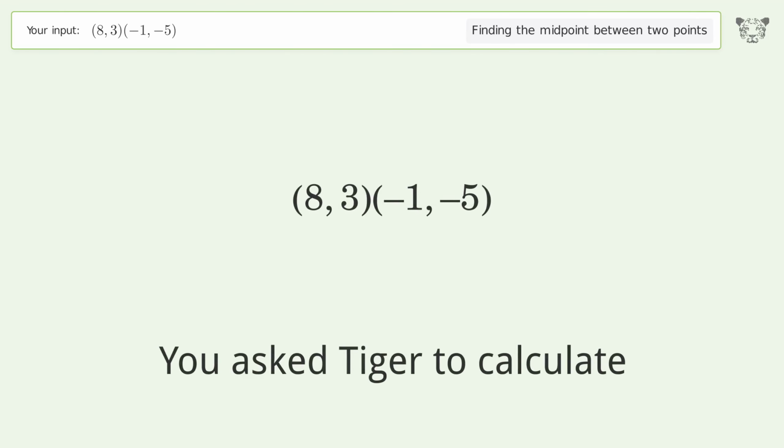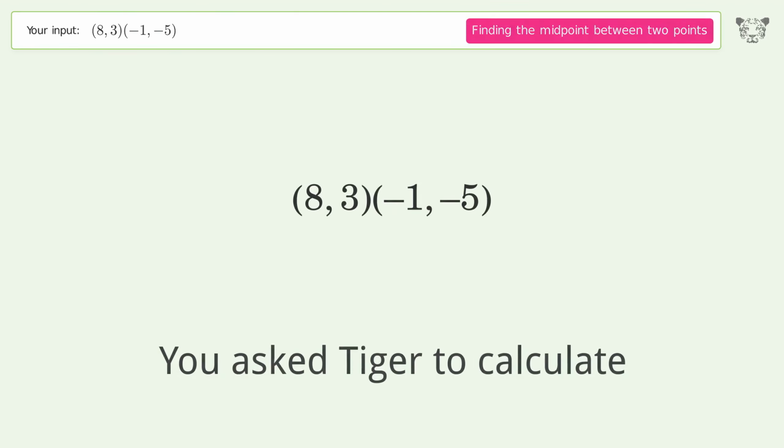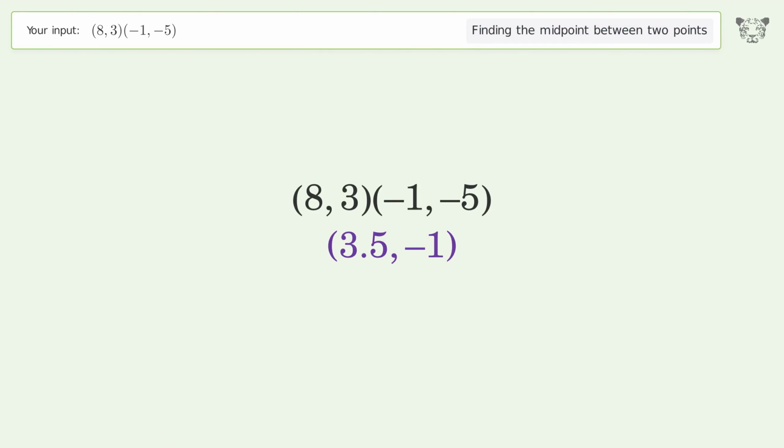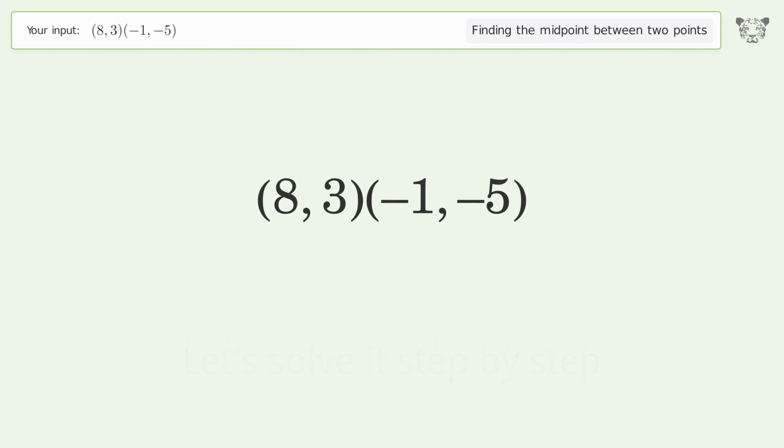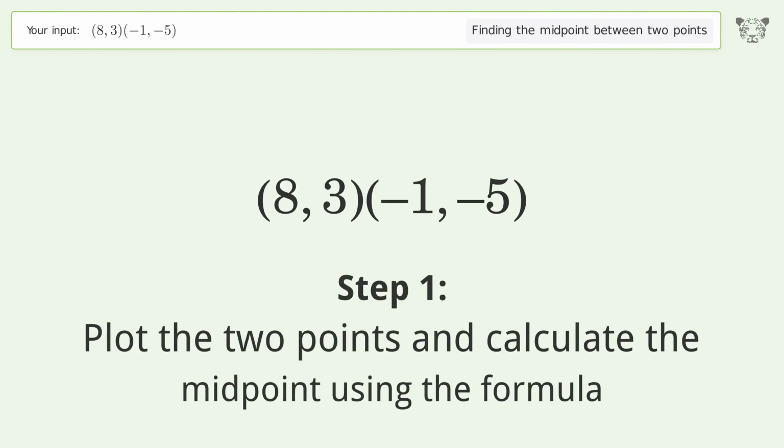You ask Tiger to calculate. This deals with finding the midpoint between 2 points. The midpoint between the 2 points is 3.5, -1. Let's solve it step by step. Plot the 2 points and calculate the midpoint using the formula.